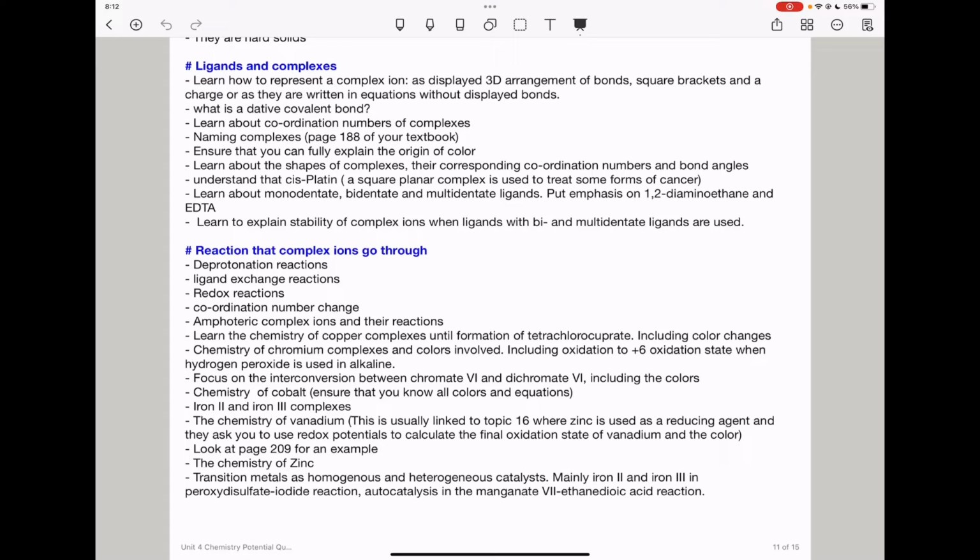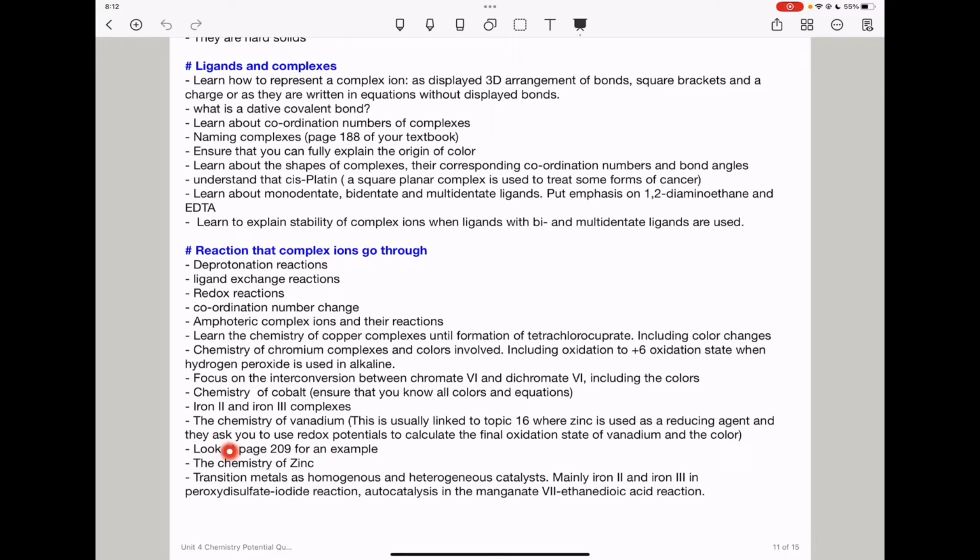Understand the chemistry of iron 2 and iron 3. This is also common. The chemistry of iron 2, iron 3, the chemistry of chromium, the chemistry of copper, those are very, very common, as well as the chemistry of vanadium, of course. The chemistry of vanadium is usually linked to topic 16, again about redox potentials and calculating the final oxidation state when vanadium in oxidation state +5 is reacted with zinc. In this case, zinc is acting as a reducing agent, so please focus on that.